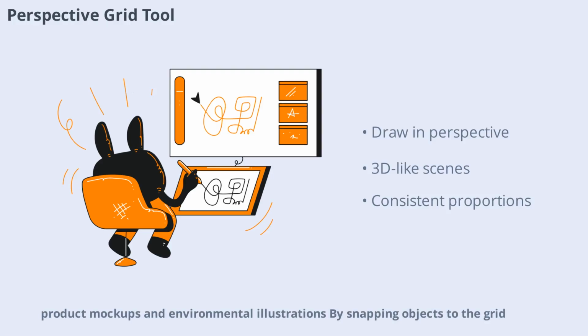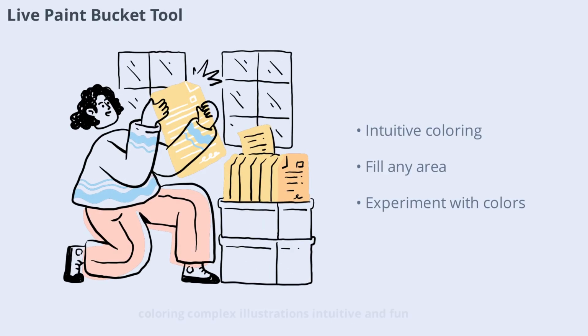By snapping objects to the grid, you ensure consistent angles and proportions. Mastering the Perspective Grid opens up new dimensions in your artwork. Next, let's look at the Live Paint Bucket for intuitive coloring. Live Paint Bucket tool makes coloring complex illustrations intuitive and fun.